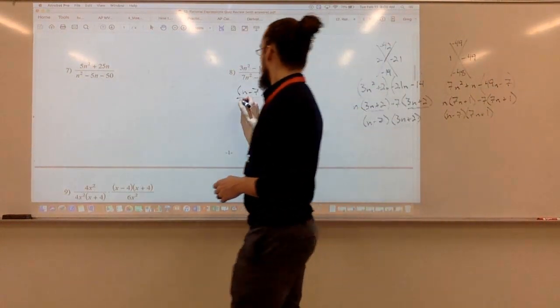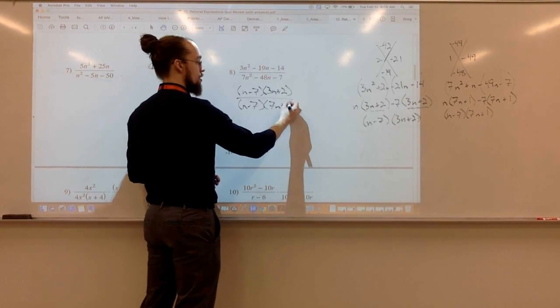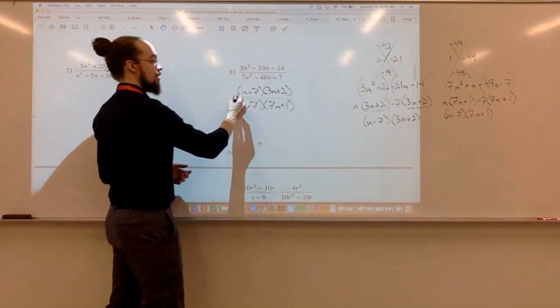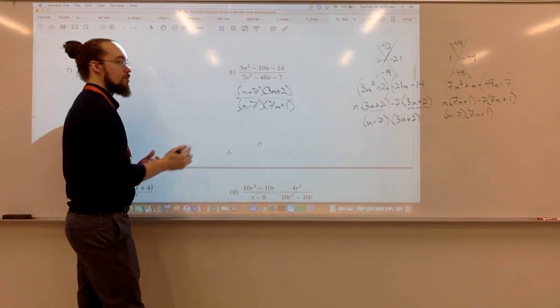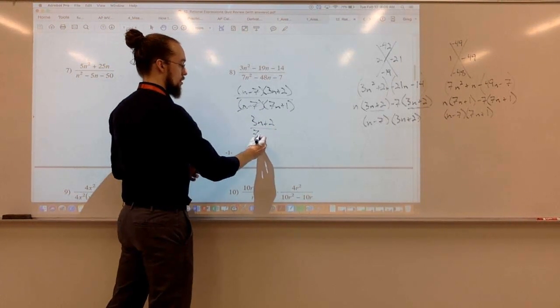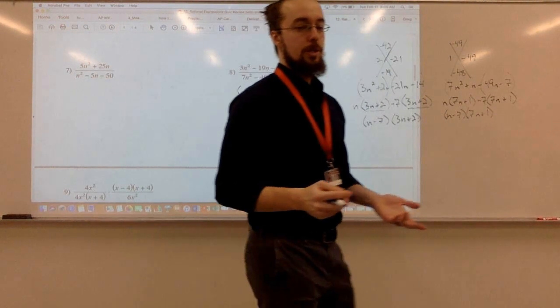So in the denominator we have n minus 7 times 7n plus 1, and we can cancel out these n minus 7's. So my final answer is 3n plus 2 over 7n plus 1. And we still need our restrictions.